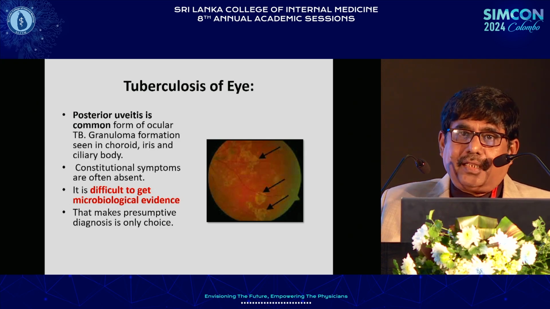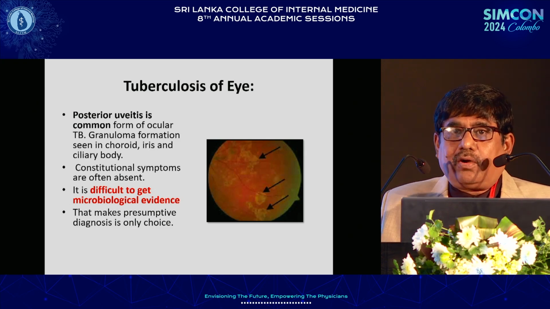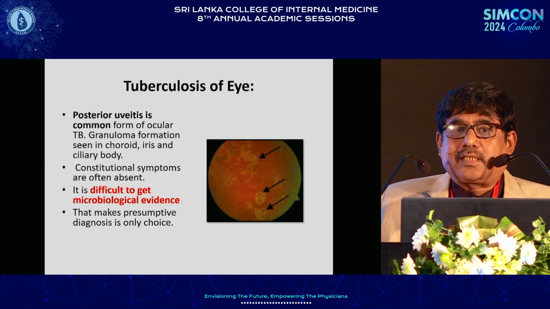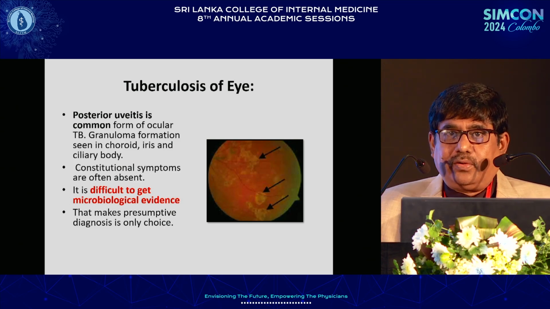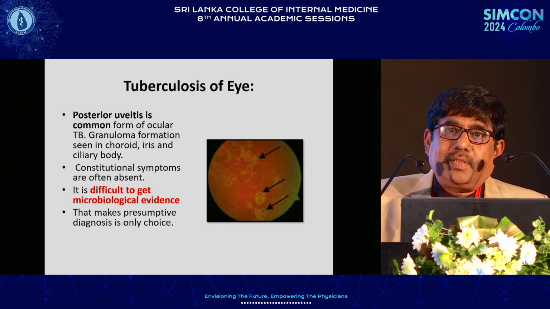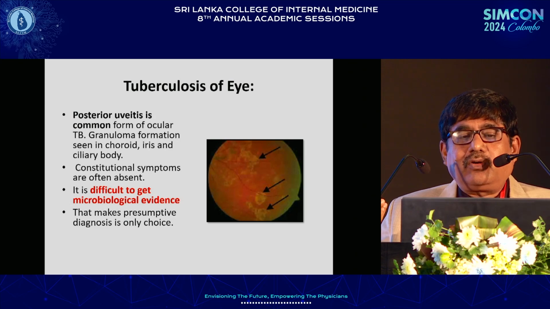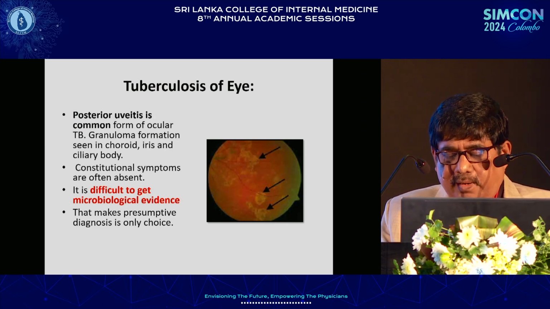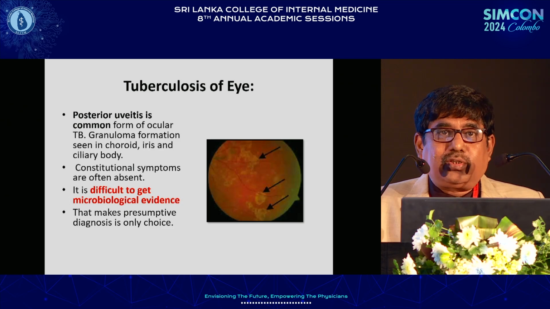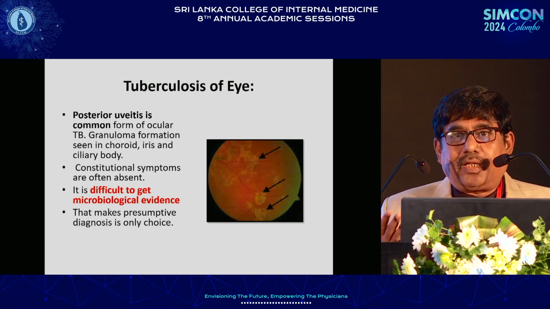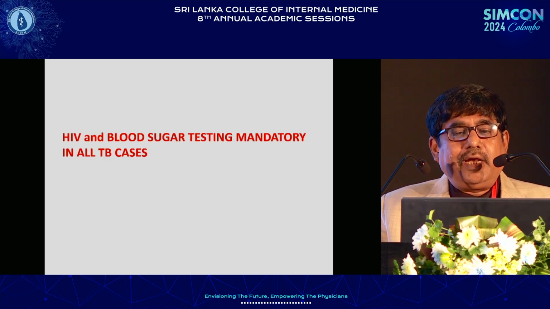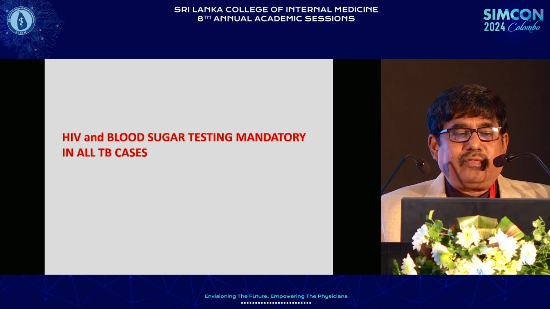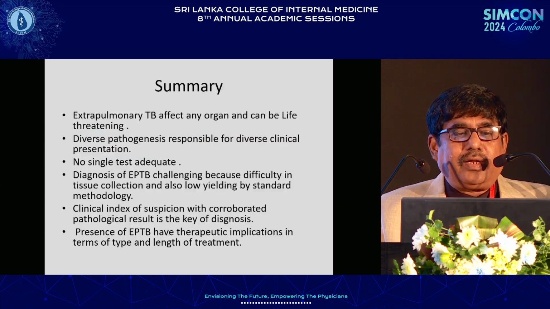So this is another area where you have to depend on your clinical skill, your fundoscopic view, and you have to give the empirical antitubercular therapy for the disease. Every organ can be involved in tuberculosis. It is almost a whole day seminar to talk about extrapulmonary tuberculosis. Anyhow, two tests are mandatory for all TB cases: one is the HIV, one is the blood sugar.